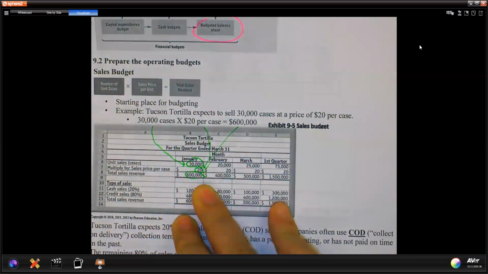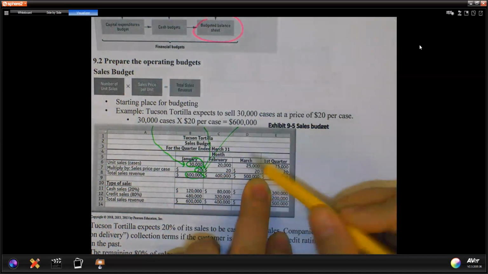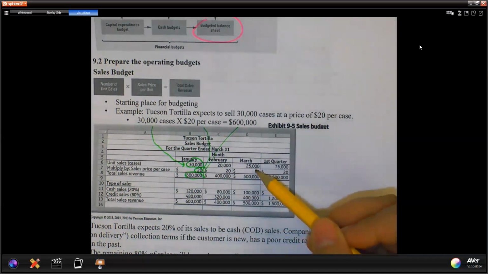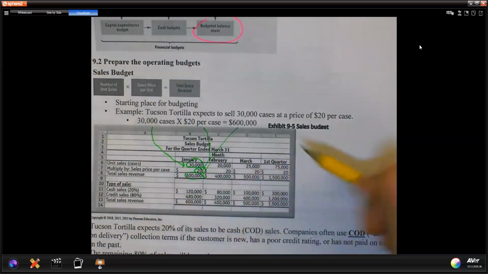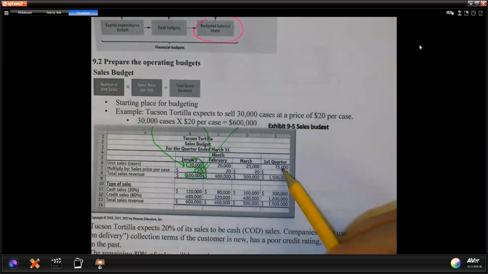For February, we budgeted to sell 20,000, and the selling price is still 20, and then we got 400,000. In March, we budgeted to sell 25,000 units, $20 each. We got 500,000. And then for the first quarter, you just need to add those 3 months. The selling price is still 20, you don't need to add this one, and then you get your total budgeted sales for the first quarter.